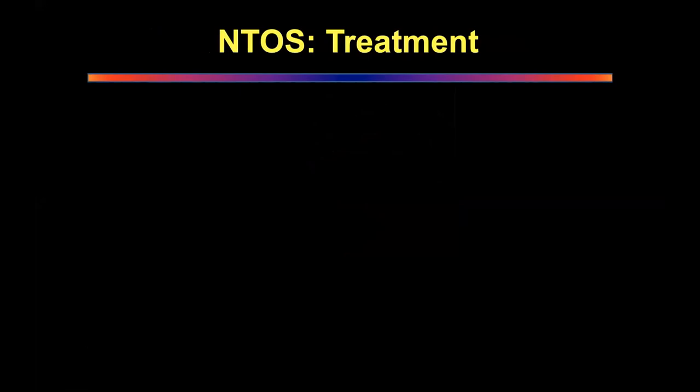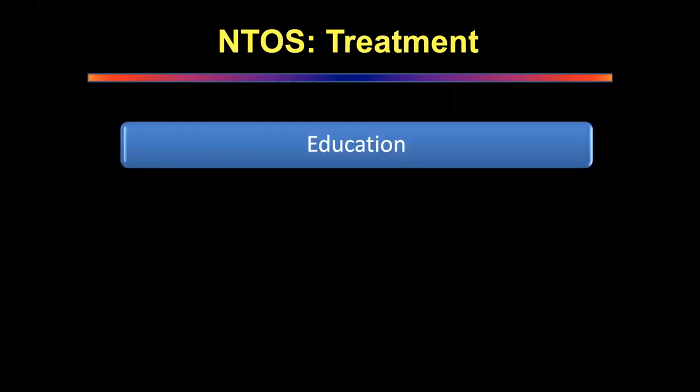So we've talked about how to diagnose. We've reached a stage where we actually know what the pathology is for these patients. So what about neurological thoracic outlet syndrome? What is the treatment? The first and foremost treatment, and in fact, in 90% of the people, the treatment is education.